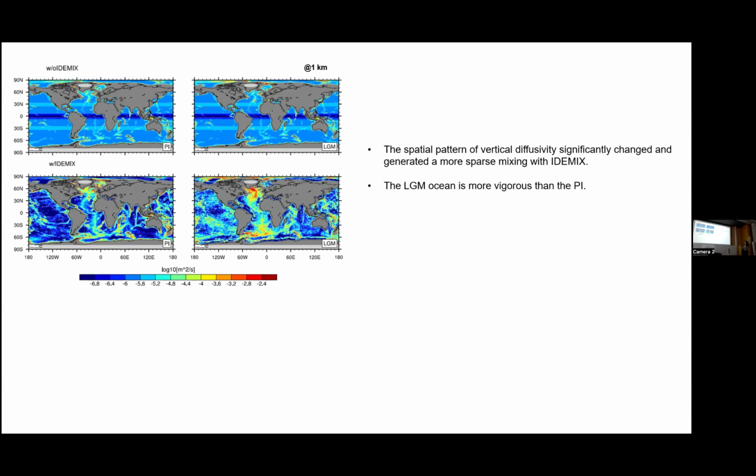This is at 1 kilometer depth, and we are comparing the PI ocean on the left and LGM on the other side. So the first thing that drags our attention is how sparse the vertical diffusivity looks when we add IDEMIX to the system. Because as you see at the top row, we have this homogeneous pattern and these strange stripes over the equator, over the subtropics, and so on.